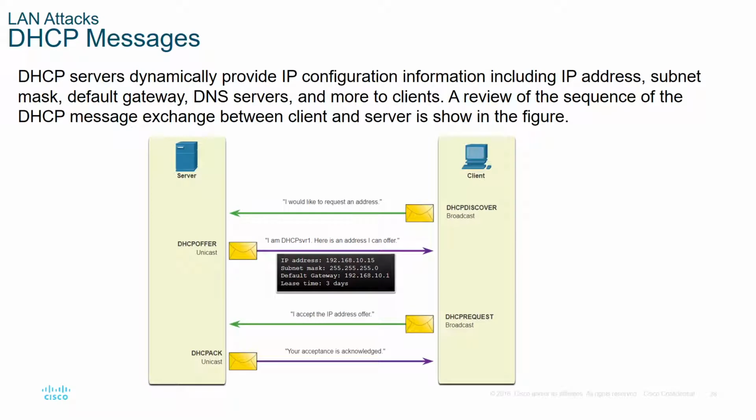DHCP messages. DHCP servers dynamically provide IP configuration information, including IP address, subnet mask, default gateway, DNS services, and more to clients. A review of the sequence of the DHCP message exchange between client and server is shown in this figure. So we have DHCP discover, DHCP offer, DHCP request, and DHCP acknowledgement.